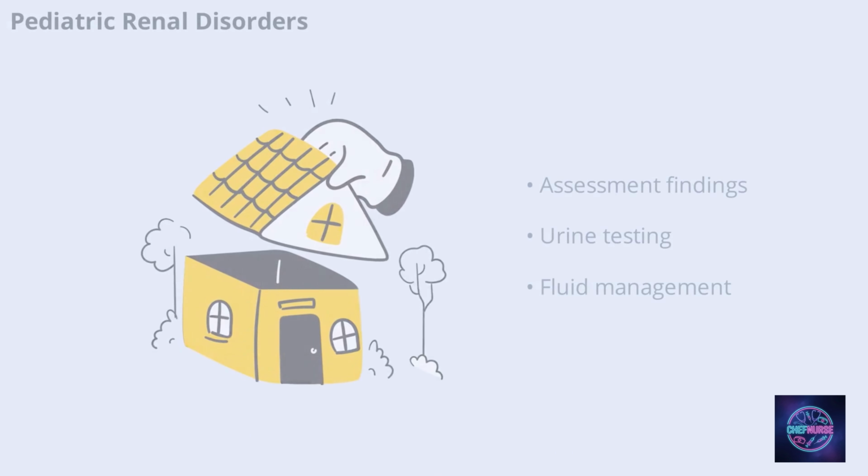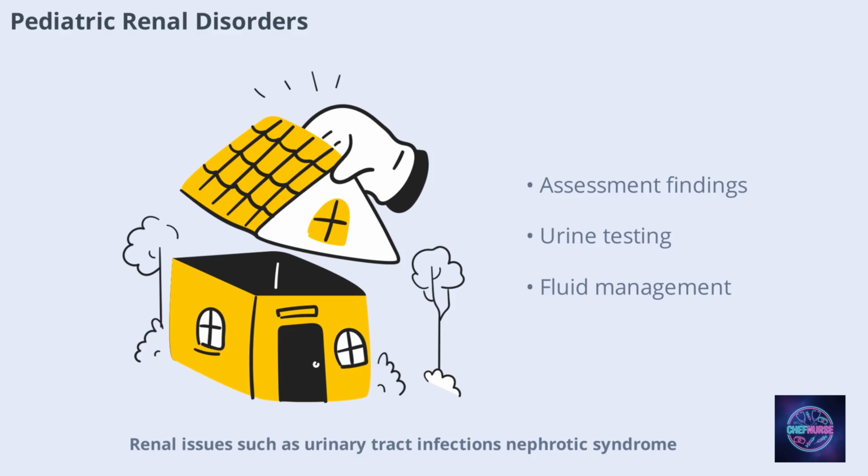Renal issues such as urinary tract infections, nephrotic syndrome, and acute glomerulonephritis are high-yield topics. The NCLEX may ask about assessment findings, urine testing, and fluid management. Recognizing signs of complications such as edema or hypertension is important. Providing education on medication adherence and infection prevention supports recovery.